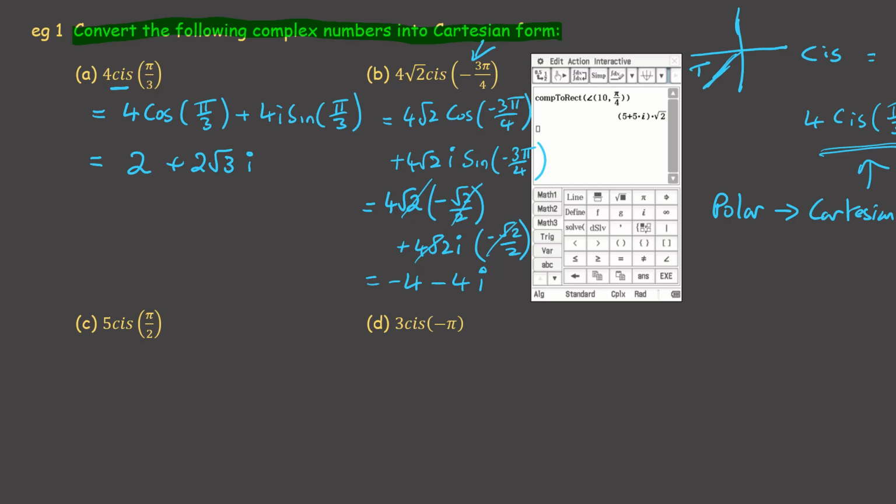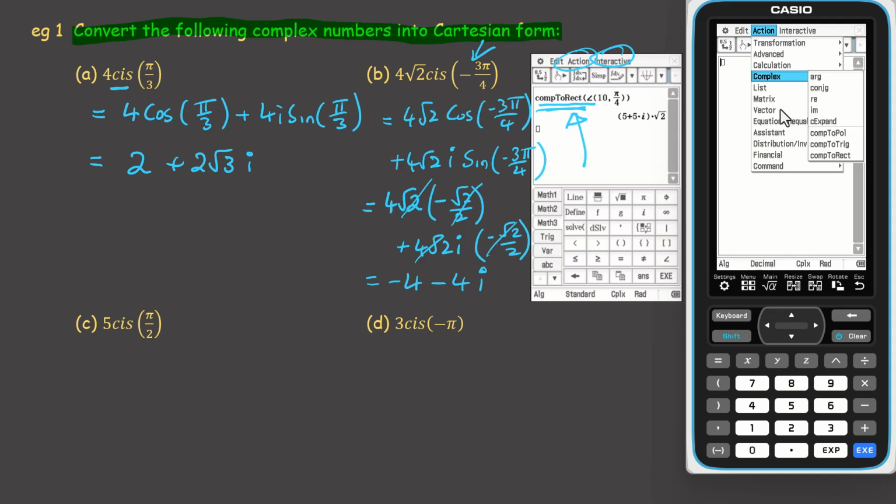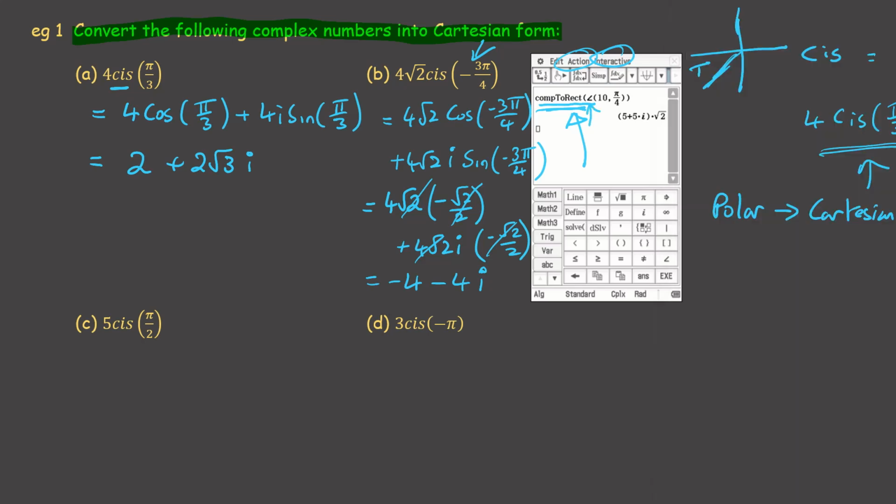While we're at it here, we've got a picture of a function that you will find if you go into either action or interactive, and you'll find this function under complex numbers, I think, perhaps vectors. Perhaps we should have a look. So yeah, we can see I found it under action, complex, and there it is at the bottom, comp to rect, and you have to use this little angle symbol when you use that one.